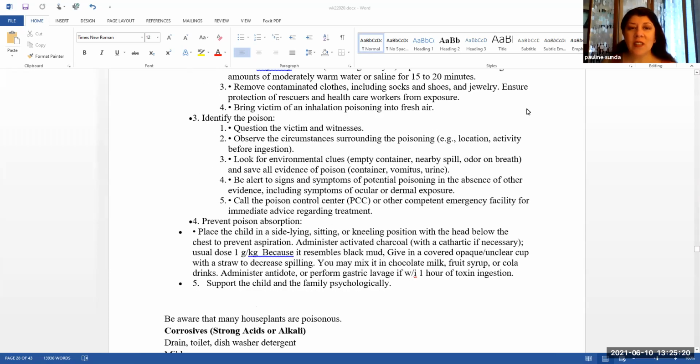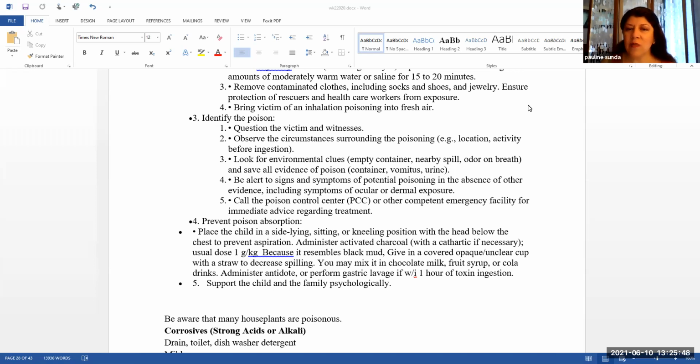Third, we want to identify the poison. Question the victim and witnesses. Observe the circumstances surrounding the poisoning, like the location and the activity prior to ingestion. Look for environmental cues like an empty container. Did something spill next to them? Is there something on their breath? And then save all evidence. So a container, if they vomited, if they voided.